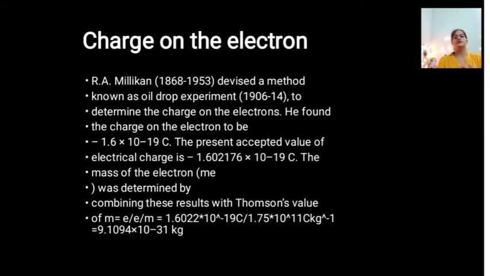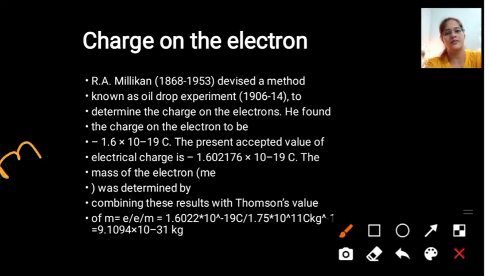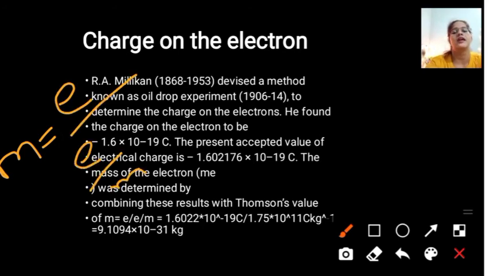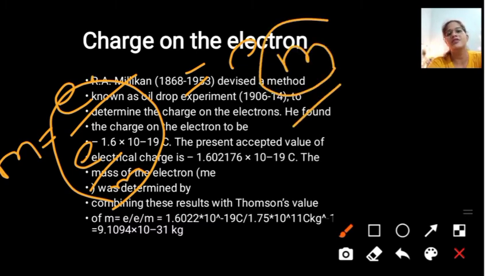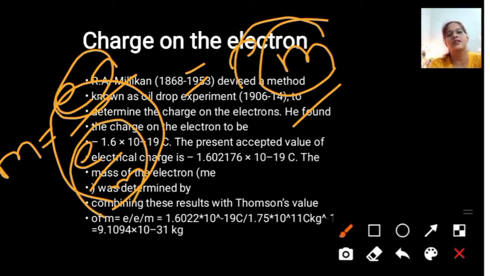Now, by combining these results, we can also determine the mass. How can we detect it? Here I have written mass is equal to e by m ratio divided by... let me do it. We can calculate the mass from the e by m ratio. E means the charge, charge by m. So the e by e will cancel, and m will be at the top. So if we calculate these values, we can find m.